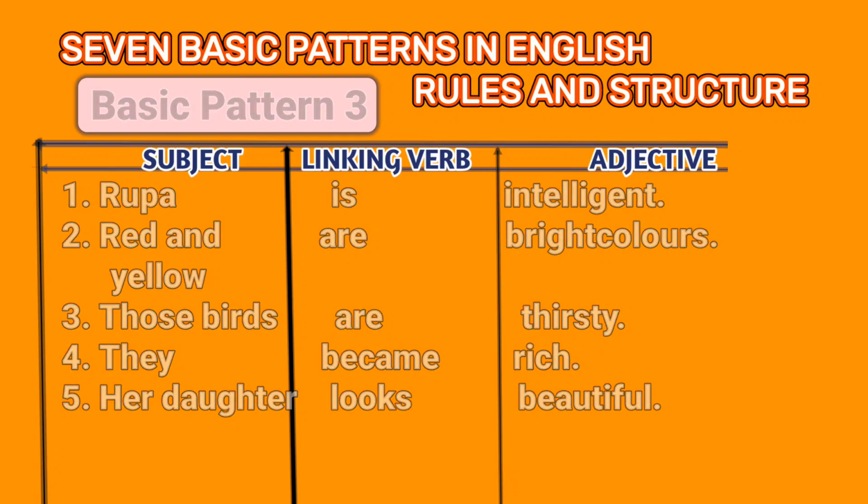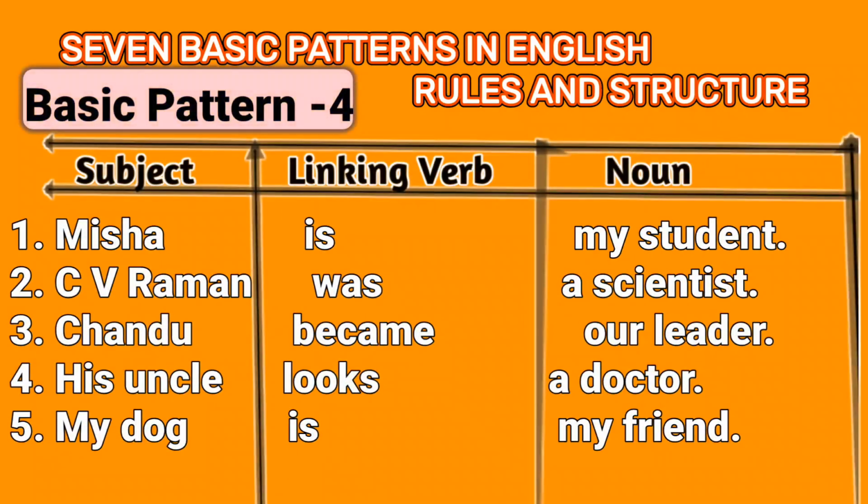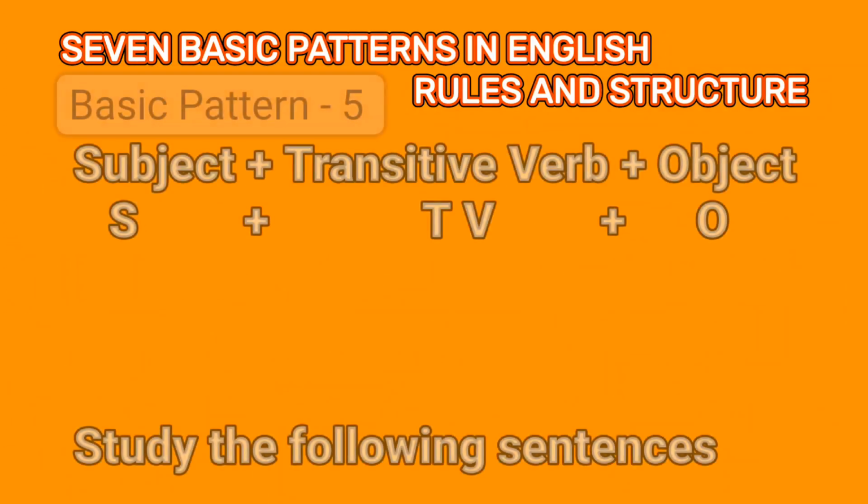Now the basic pattern 4. It contains a subject, linking verb and noun. For example, Misha is my student. C.V. Raman was a scientist. Chandu became our leader.